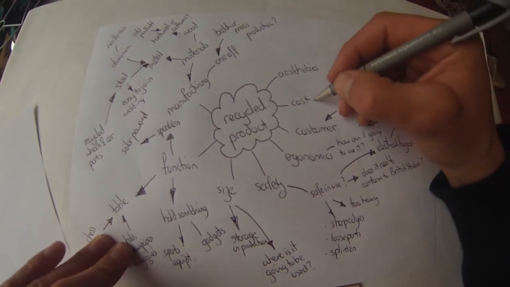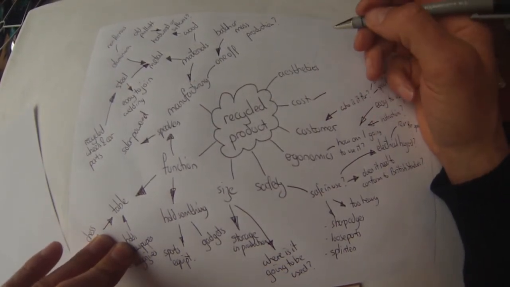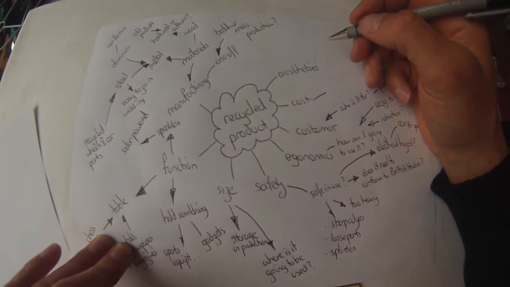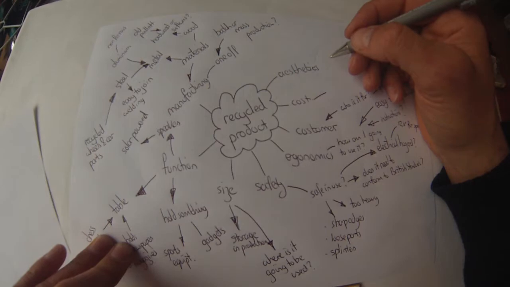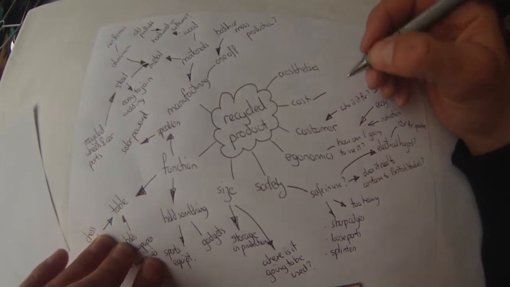Cost. Cost doesn't just mean cheap or expensive. We can have a range of costs. How are we going to find out the costs? What we're going to need to do is to look at other products on the market and see what they cost to make and to sell. Are we going to make a profit?